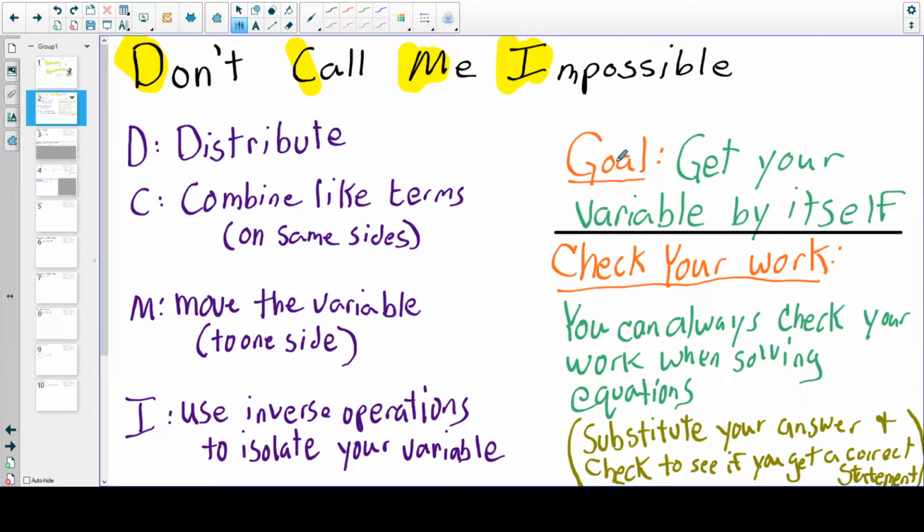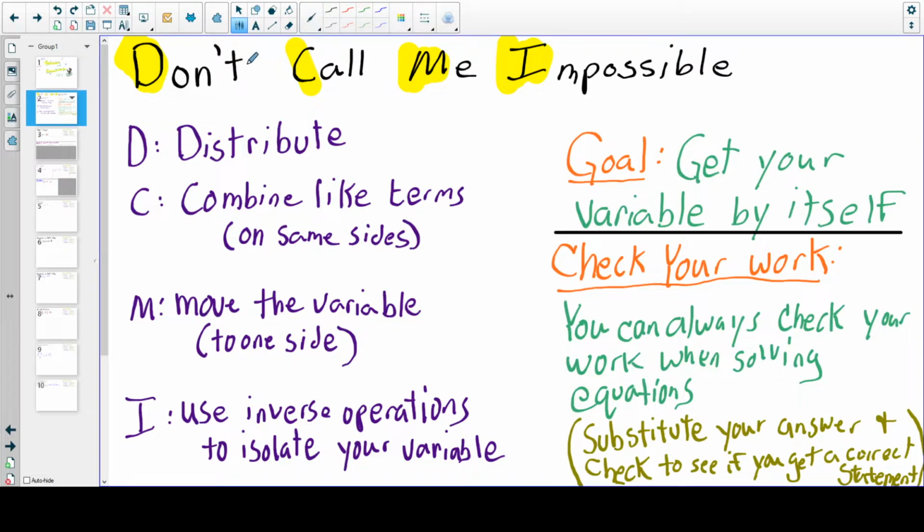A lot of information here. Anytime we're trying to solve equations, your goal is to get your variable by itself, and remember that you can always check your work. The way that you do that is you substitute your answer back in and check to see if you get a correct statement. I'm going to show you this when we start doing examples.